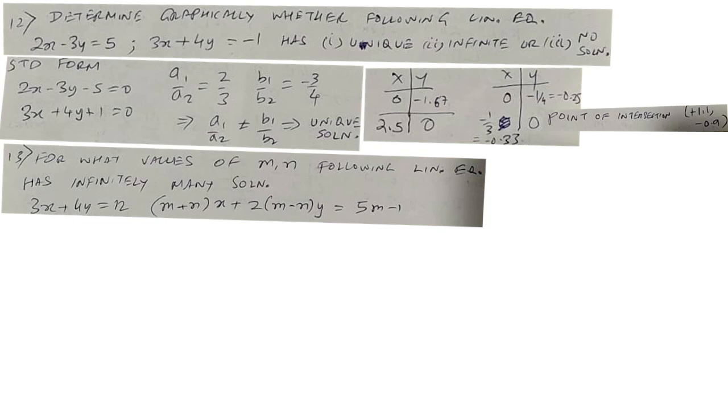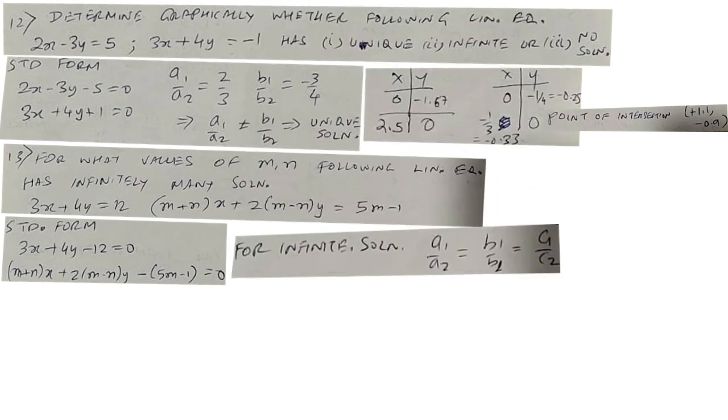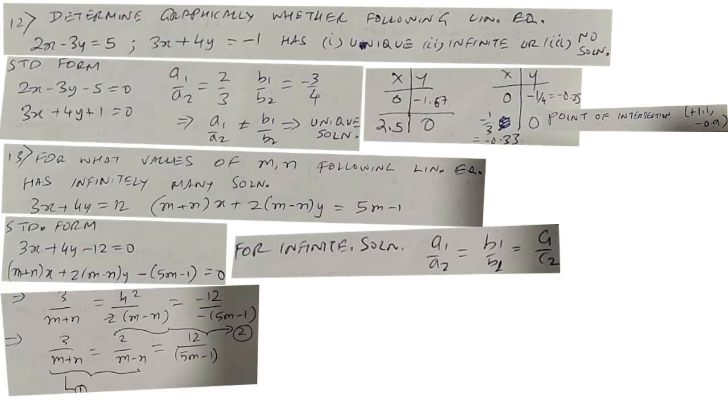For what values of m and n do the following linear equations have infinitely many solutions? See, infinitely many solutions means they are coincident. Coincident means a1 by a2 is equal to b1 by b2 is equal to c1 by c2. So first write it in standard form: 3x plus 4y minus 12 equal to 0, and (m plus n)x plus (2m minus n)y minus (5m minus 1) equal to 0. So for infinite solutions, a1 by a2 is equal to b1 by b2 equal to c1 by c2.